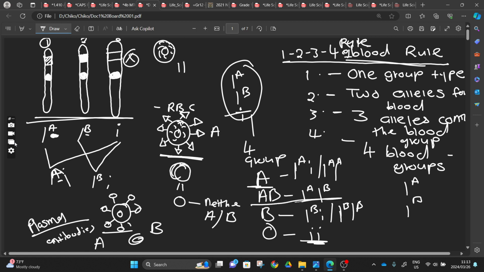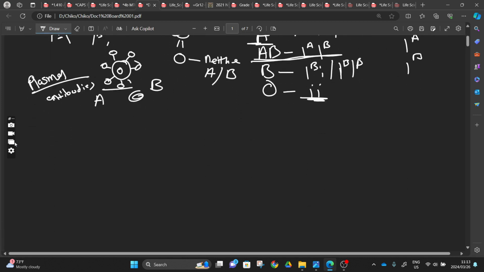And then let's talk about when we have A and B, when we cross these two. When we cross these two, we have A and B. So what does this mean? These are co-dominant. It means all of them are going to express their phenotypic information, the information that is carried in this allele.